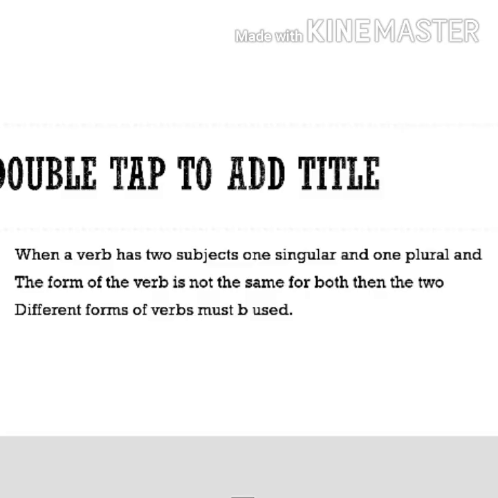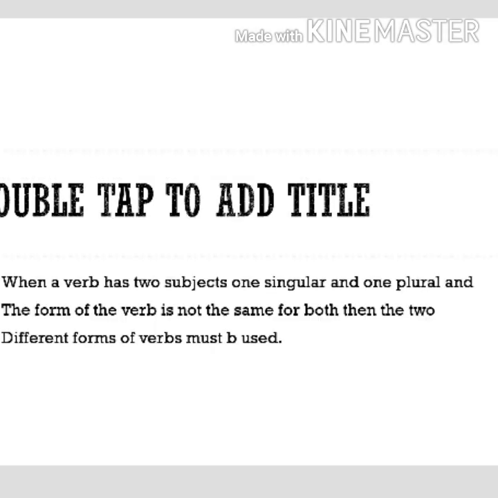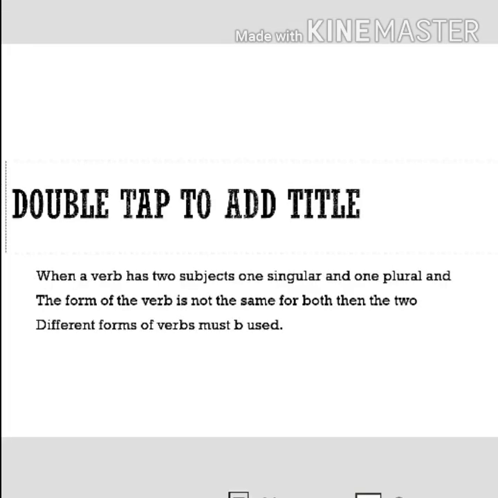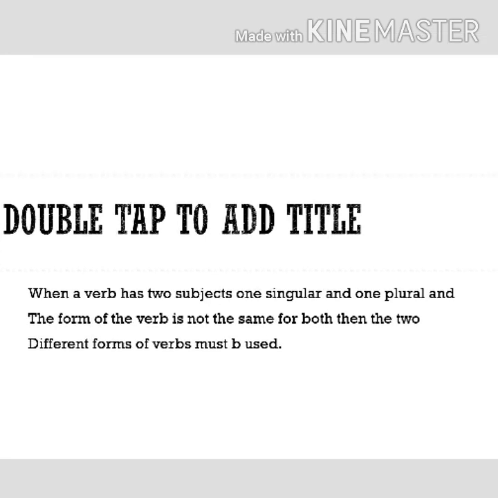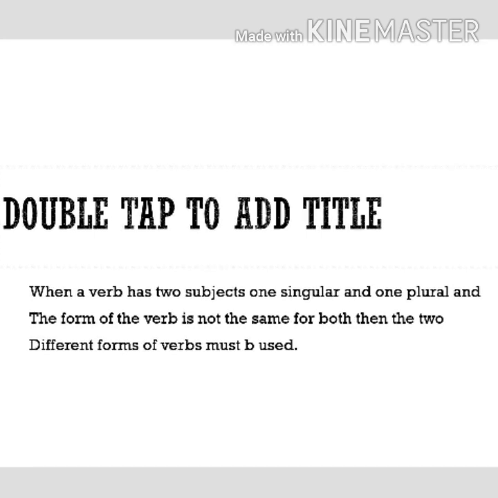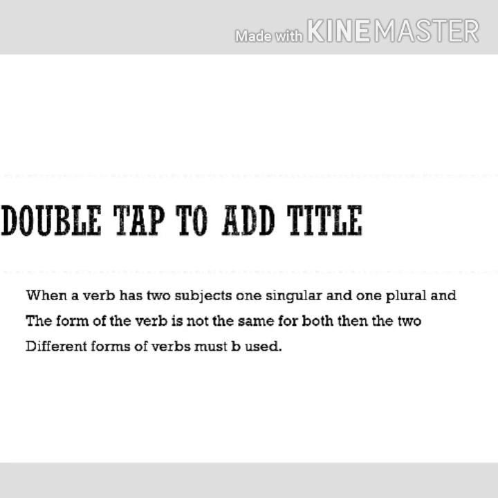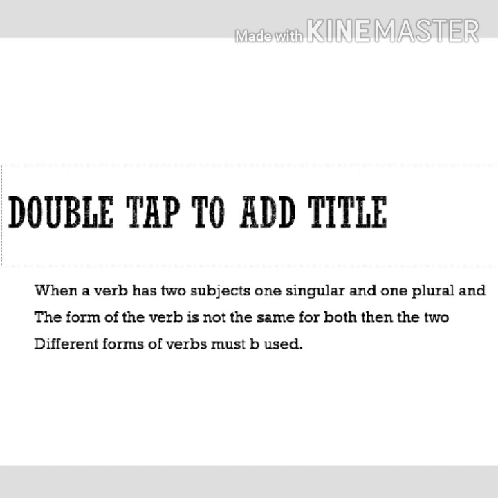And when a verb in a sentence has two subjects, one singular and the other plural, and the form of the verb is not the same for the singular as for the plural, then two different forms of the verb must be used. For example, "the safe has been broken and valuables stolen" is wrong. The correct one is: the safe has been broken and valuables have been stolen. So, in this rule, as I explained earlier, the verb in a sentence must agree with its subject in person and number.